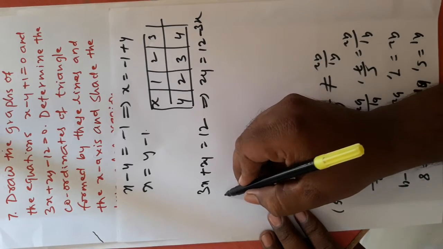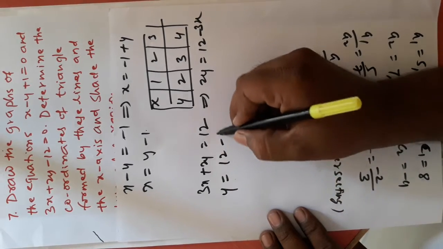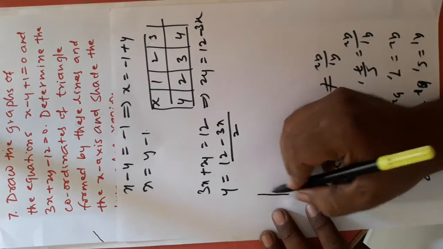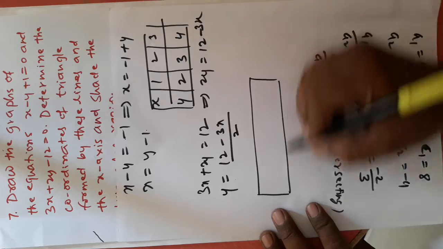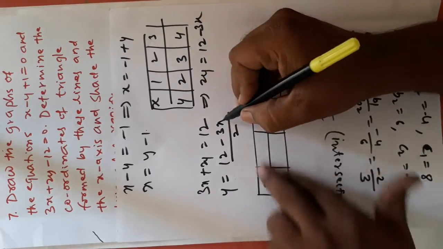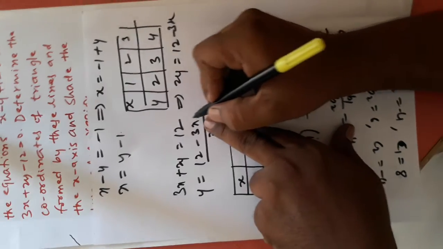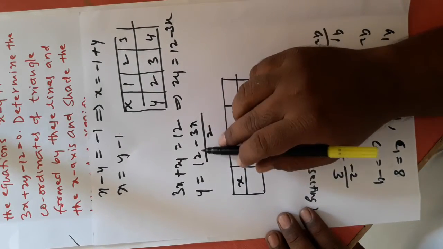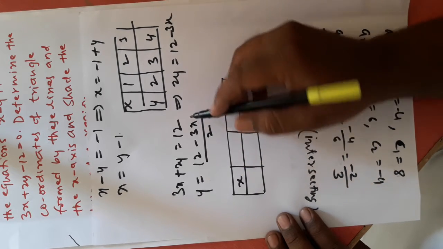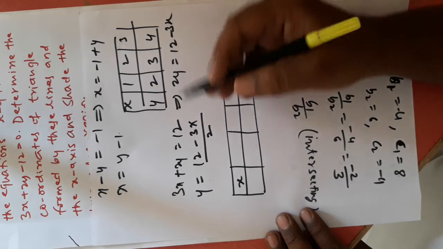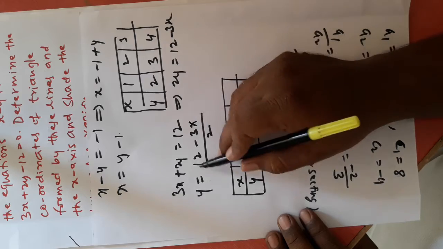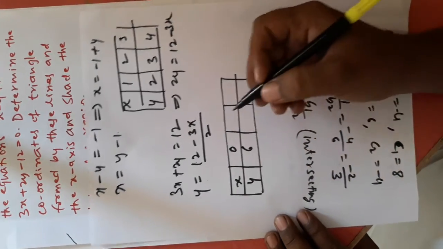Then y is equal to what? 12 minus 3x by 2. Then what will I do? I will take some values of x and write the corresponding value of y. If I take x is equal to 0 here, then what will it be? 12 minus 3x. If I put x is equal to 0, then this will be 0. 12 by 2, it is 6.